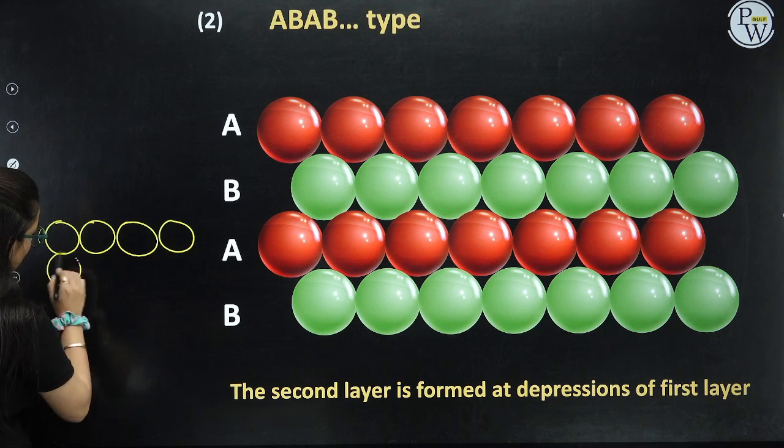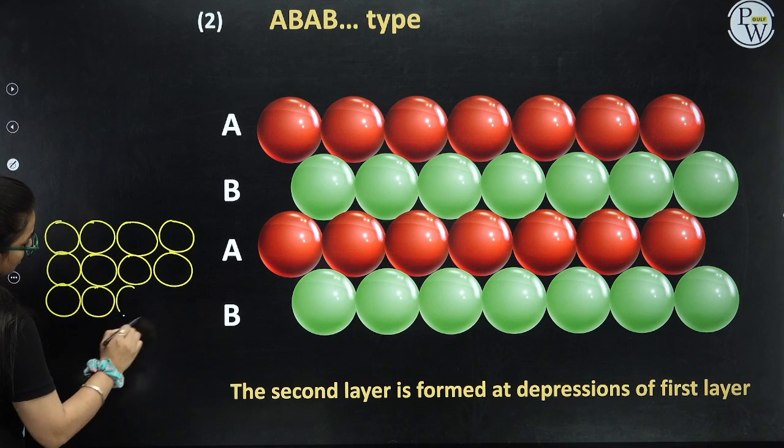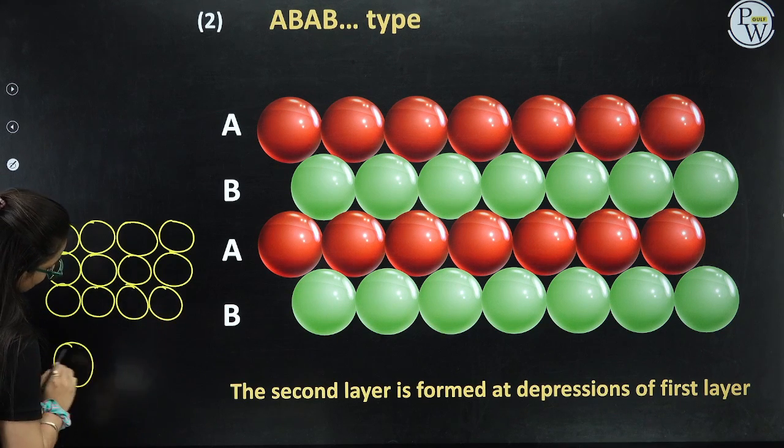AAA. First layer is similar to the second layer. It is similar to the third layer. This was a square one. Talking about hexagon, it is like this.